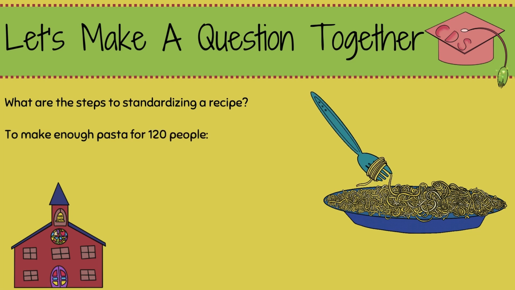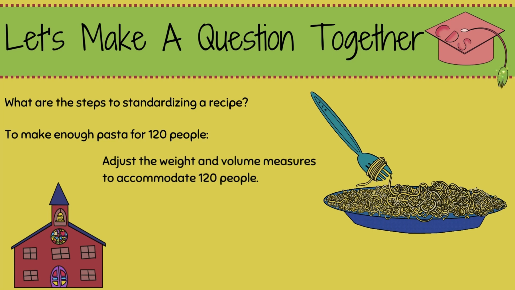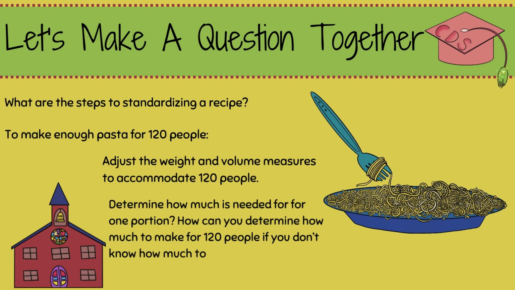So we're going to need to adjust the weight and volume measures of the recipe to accommodate 120 people. But before we do that, we need to know how much one person will get. What is the standard portion? We can't make 120 portions of this pasta if we don't even know what one portion looks like.